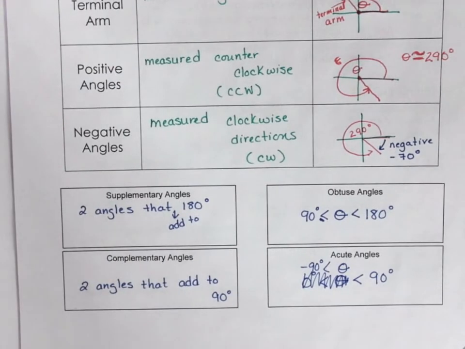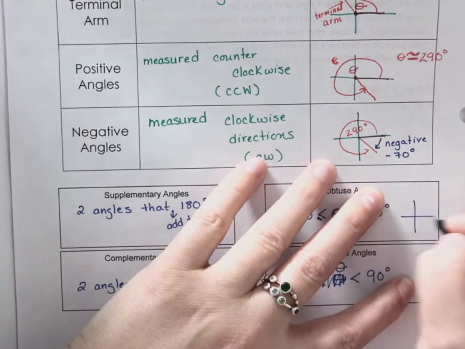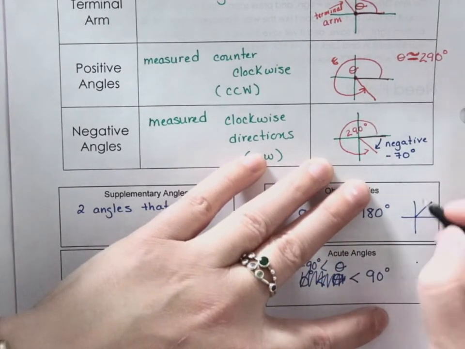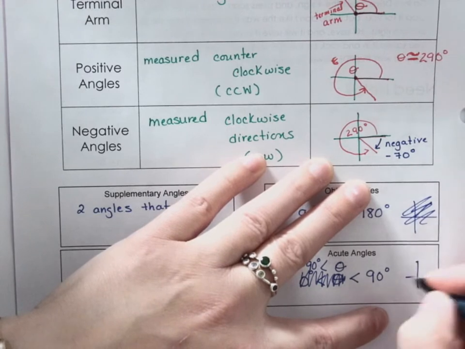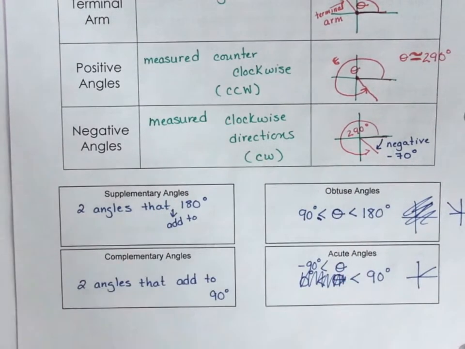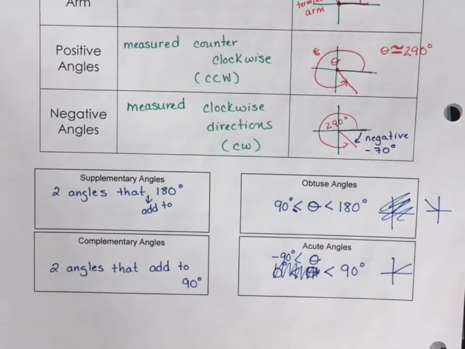Most important thing is obtuse angles are somewhere in that second quadrant, and acute angles are in the first quadrant, right? Assuming we're talking positive angles. Ooh, sorry, I did those backwards. So that's that one, and this one has to be over here, right? If we're talking positive angles only.